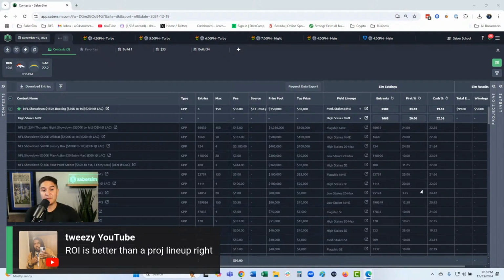A lot of money is going to first place, and a lot of money is going to the top 10 positions in the contest, right? You want to build lineups with high upside, and ROI accounts for that, right? ROI is saying, hey, how often does this lineup get to the top of the contest where all the money is. So we definitely recommend using ROI if you're using the contest sims.